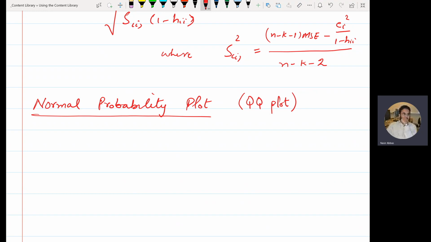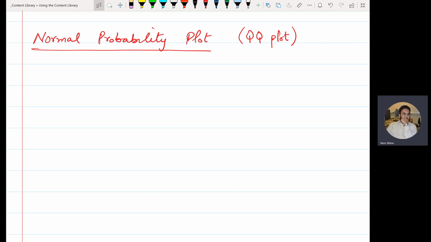And if they deviate from the 45 degree line, this is an indication that the sample values are far away from normal distribution. Now, the idea of this normal probability plot, I will explain with the help of a very small data. Let us say I have this data.